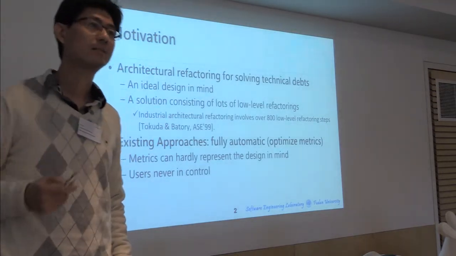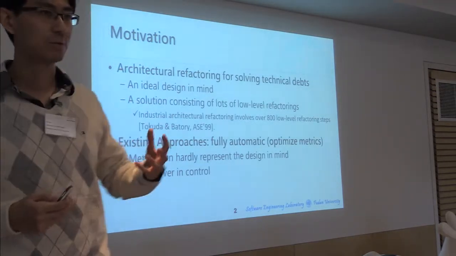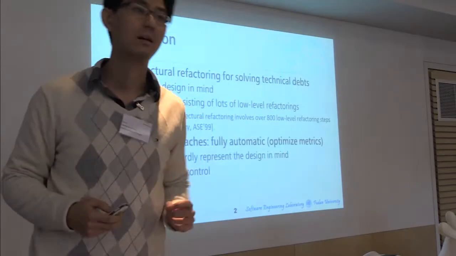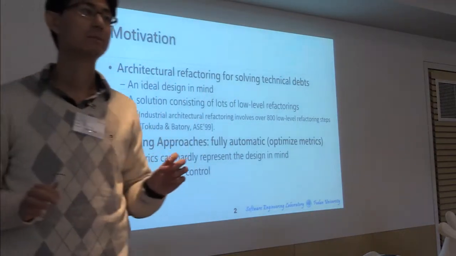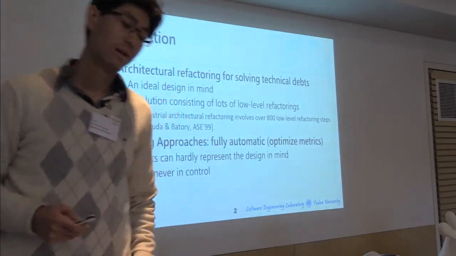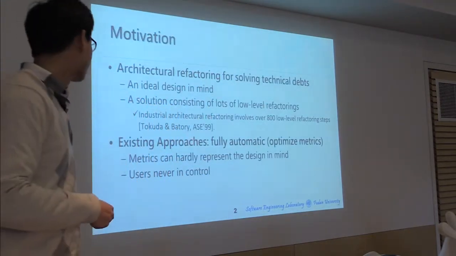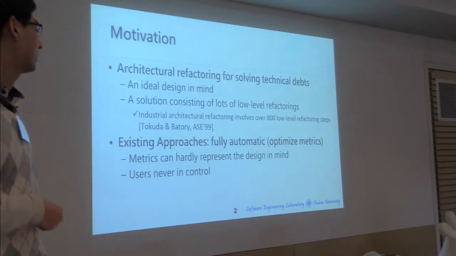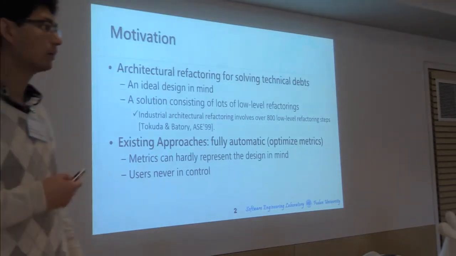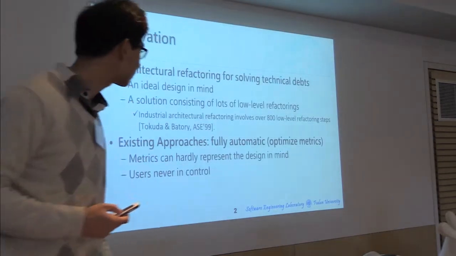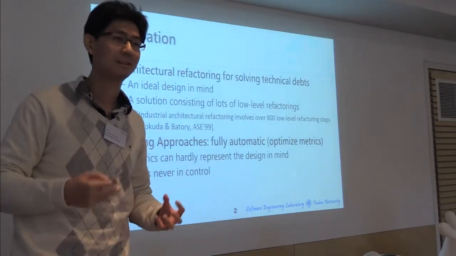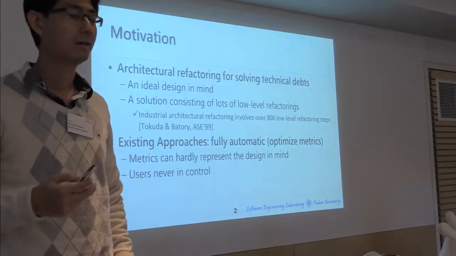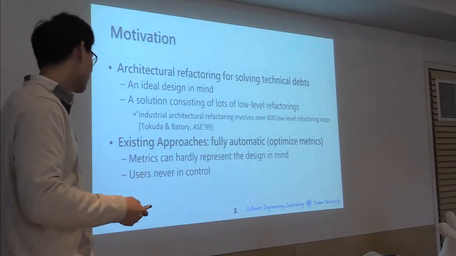The reason is that when we are refactoring towards our ideal design, each time we have a lot of refactoring choices. If we make it wrong, we may never get to the end. And existing approaches have been proposed to fully automate architectural refactoring. They aim to optimize some software design metrics by recommending a sequence of refactoring steps.